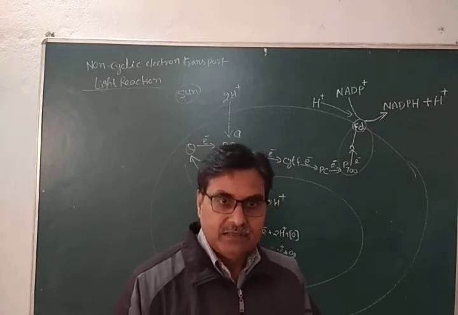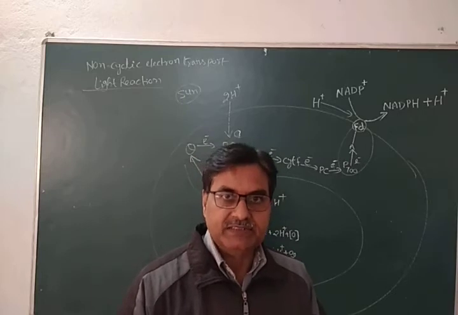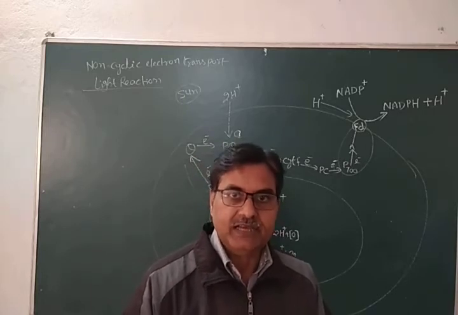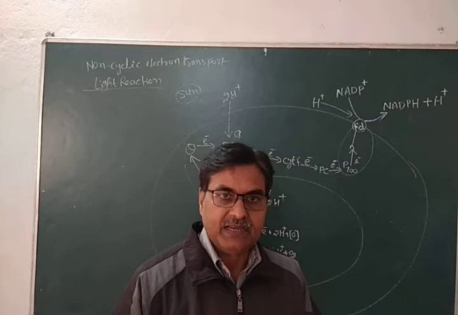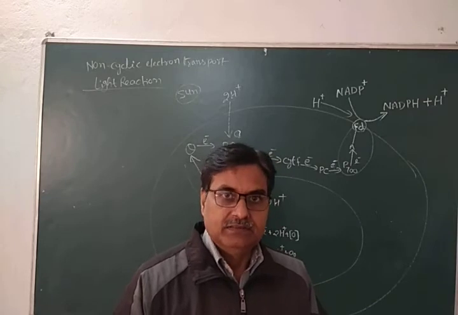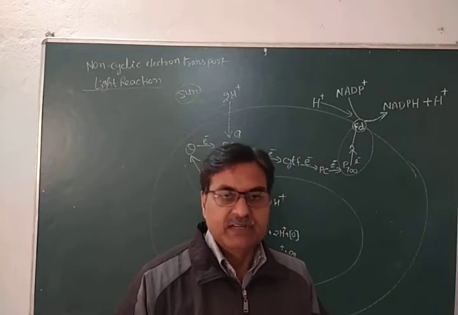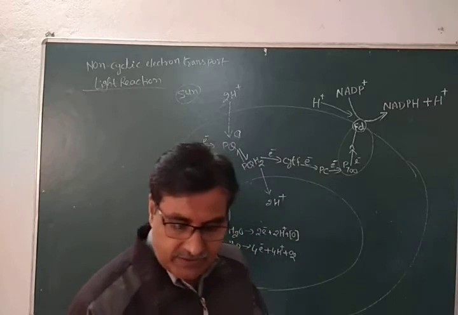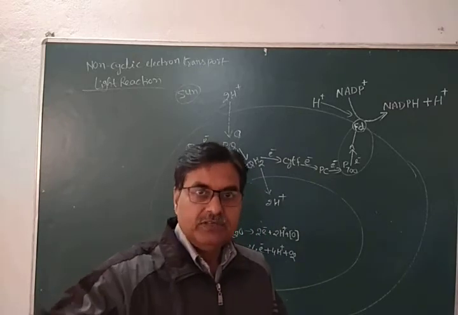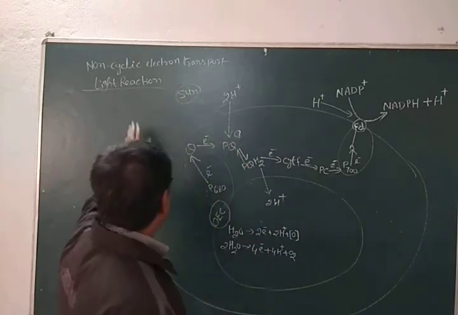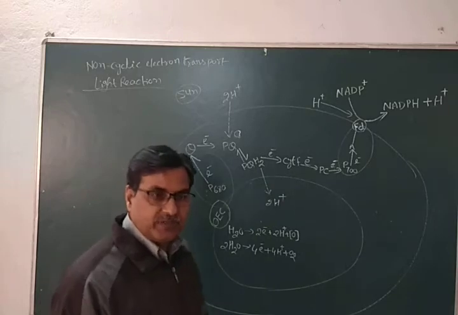The light reaction takes place in the grana, in the membrane of the thylakoids, and the dark reaction occurs in the stroma. So today we are going to learn about the light reaction.